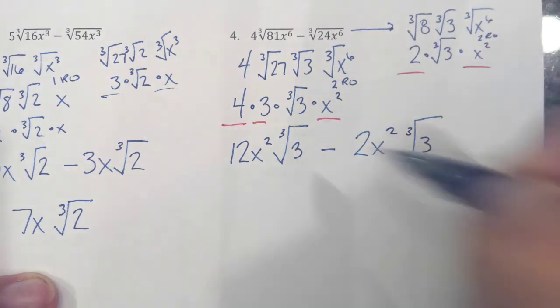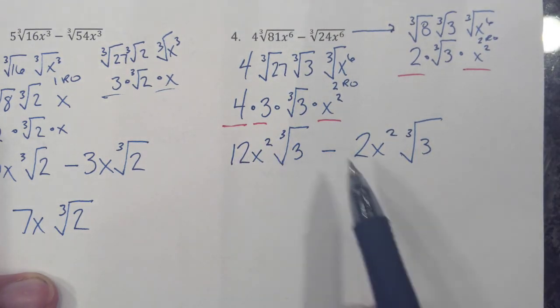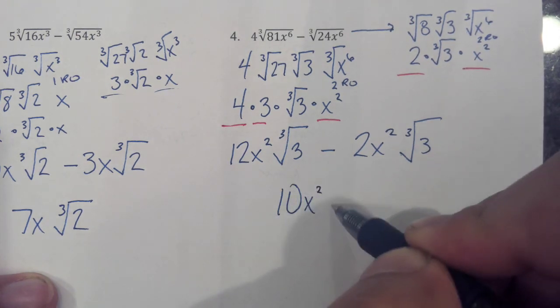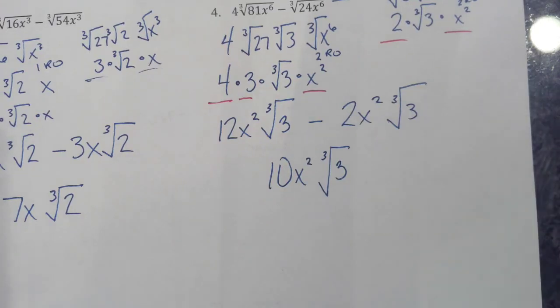There was a minus sign between these two. So are these alike? Yes. So it's 12x squared minus 2x squared. 12x squared minus 2x squared is 10x squared. And then the cube root of 3. Awesome. So there you go.